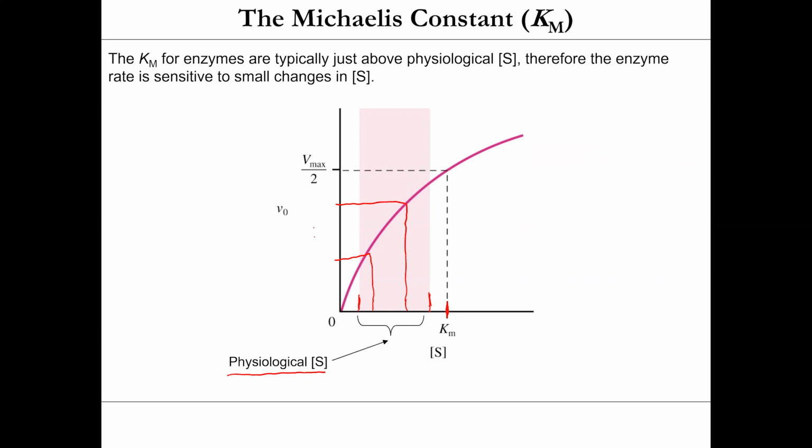So if the Km was much lower, let's say the Km was down here, then this would basically be plateaued, and with those small changes in physiological substrate concentration, the enzyme wouldn't be able to respond or change its reaction velocity. So it's an important concept. The Km for enzymes are typically just above the physiological substrate concentration, and this allows the enzyme rate to change in response to small changes in substrate concentration.